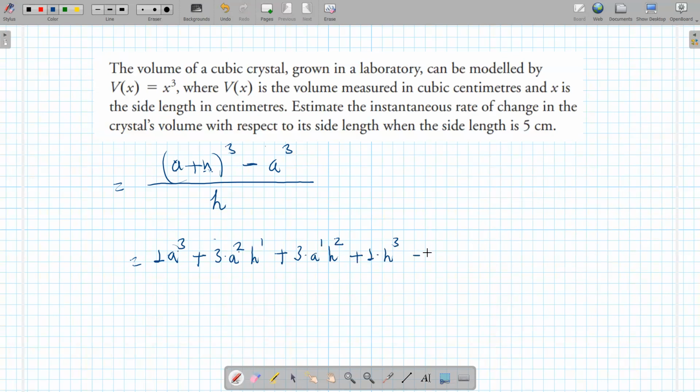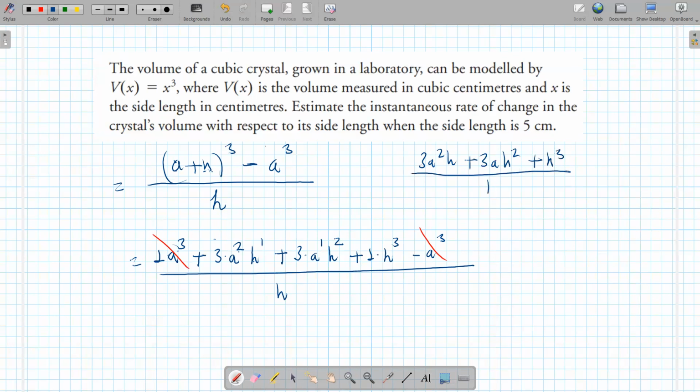And then we do minus a cubed all over h. Can I cancel out this and this? There's a minus and one of them is a plus. Yes, you can. So a cubed and minus a cubed is just 0, so you can cancel them out. Now I'm left with 3a squared h plus 3a h squared plus h cubed all over h.